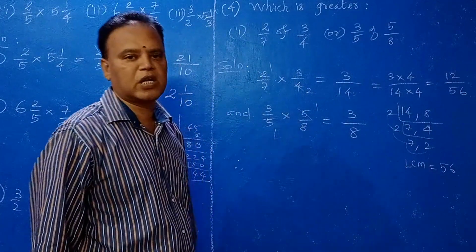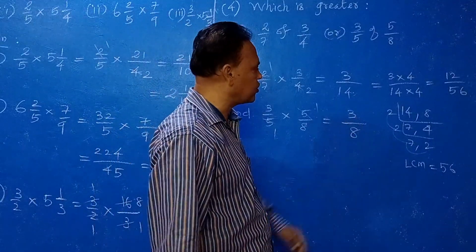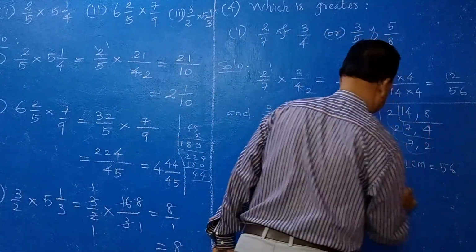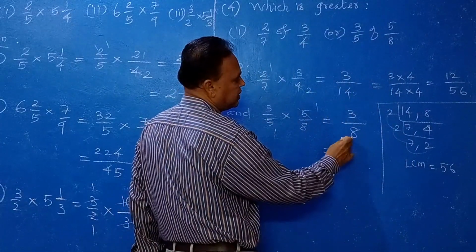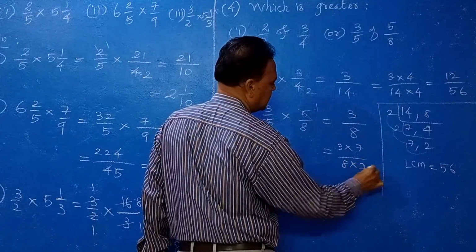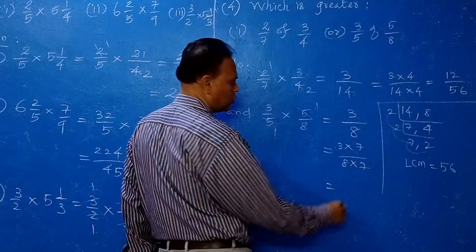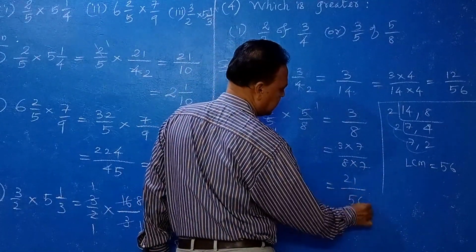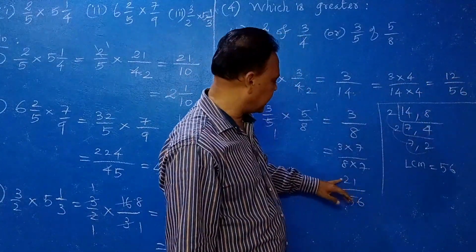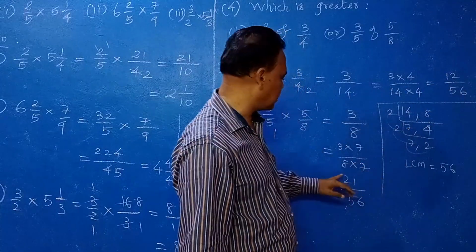8 is there, means to make 56, how much will you multiply here? To make 56, how much? 7. Okay, 8 sevens are 56. So 21 by 56. So here, when the denominators are the same, compare the numerators, which is greater.